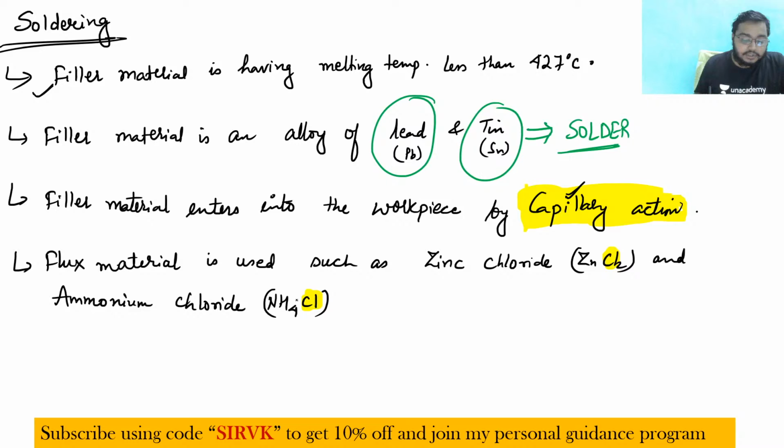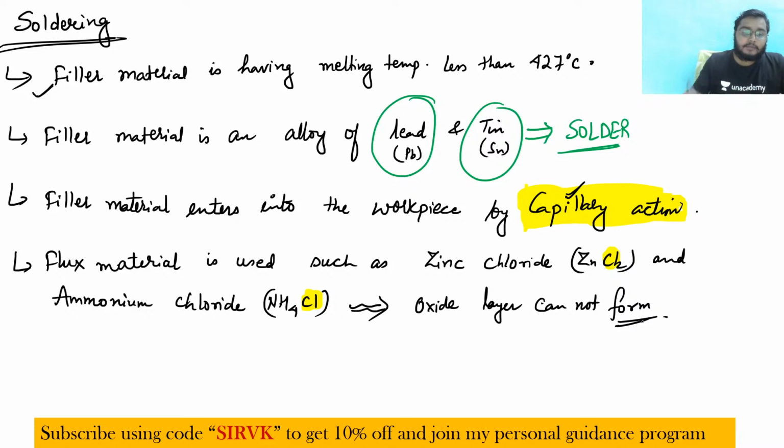So why are we using these flux materials? So that an oxide layer cannot form. Fine, cannot form. Now where are we using these things? Can you tell me where exactly we are using these things?